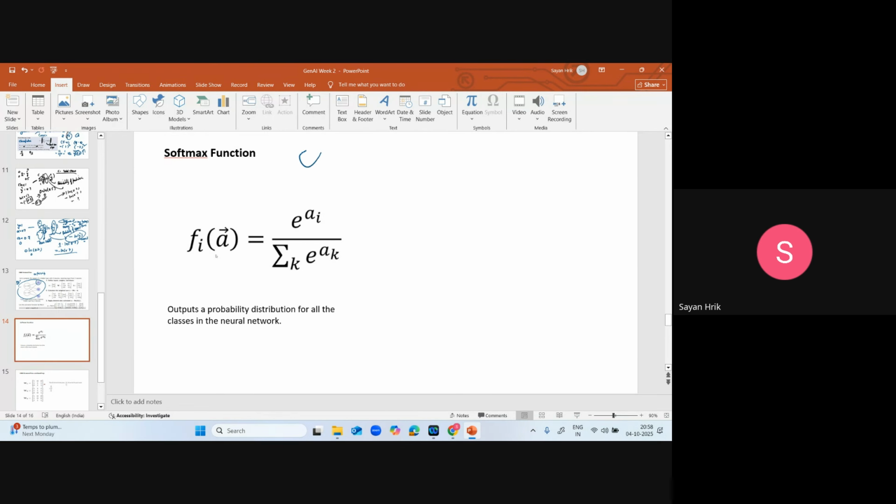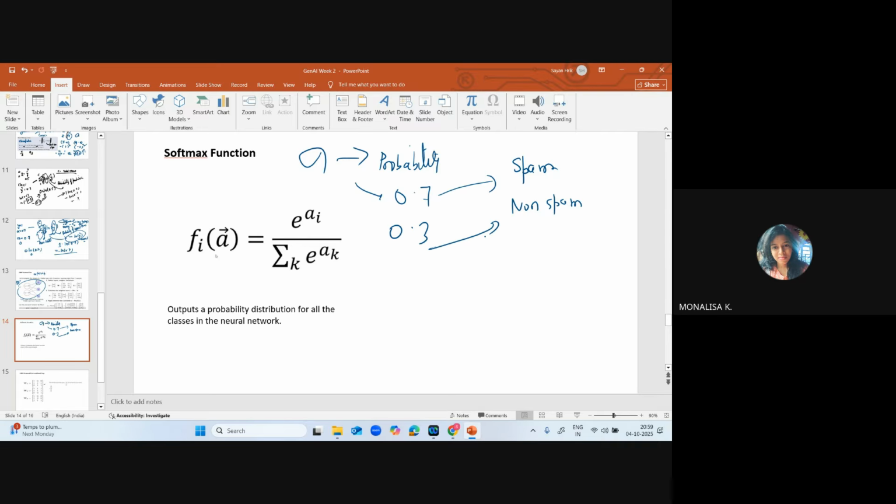If you remember the sigmoid function, what does it give you? A probability, right? Suppose I have two classes, spam email and non-spam email, and I get the probability of the email being spam from the sigmoid function. For example, the probability is 0.7. What will be my answer? It will be spam, right? Because that's what my sigmoid has given. And if my probability is 0.3, I'll simply say it is non-spam.